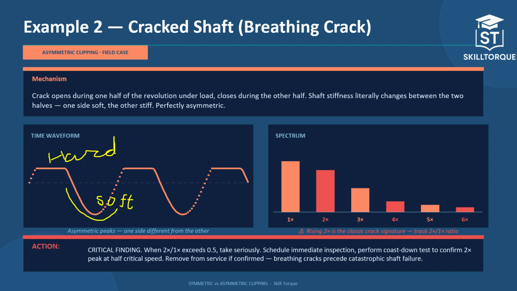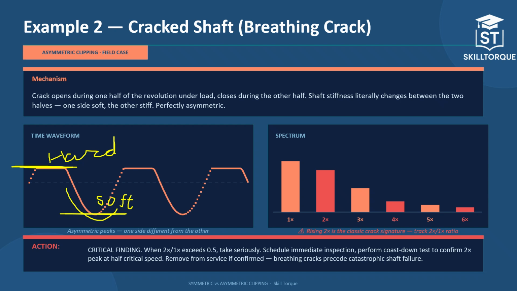So in one cycle you will have two movements here, right? Two movements, and both movements are different. One side the movement is free, soft you can say, and one side the movement is hard. That is the restricted one. So what will happen now, it will create an asymmetric clipping, because one side is free, one side is soft, and one side is hard.